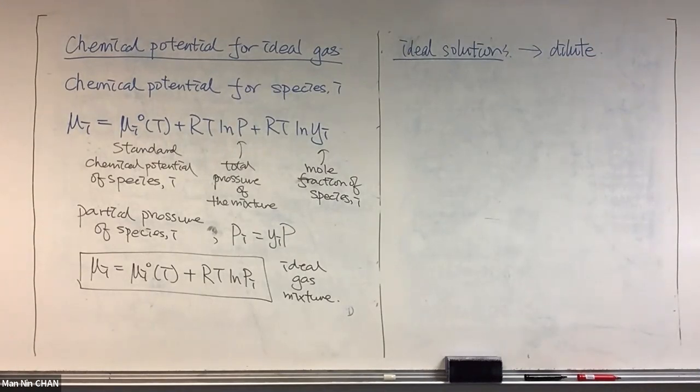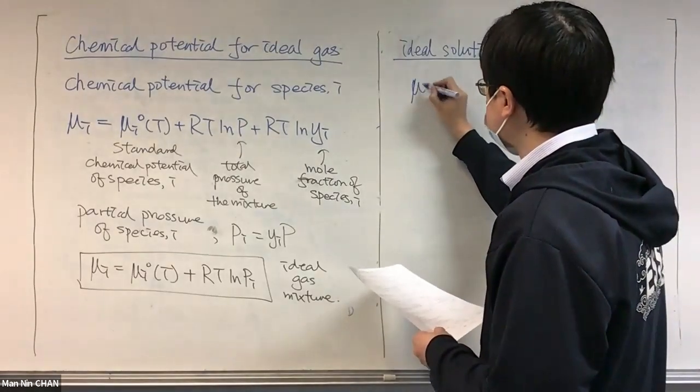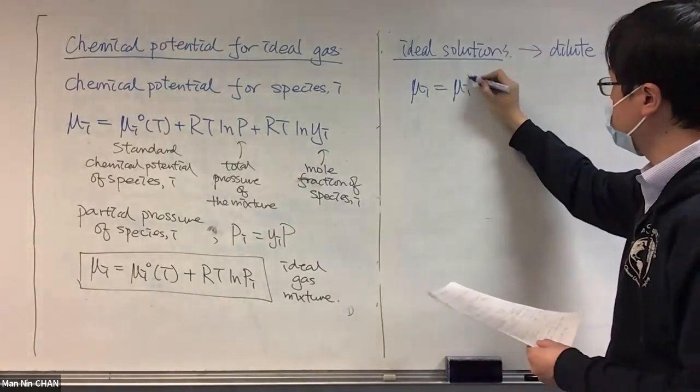Basically, one idea is that in the ideal solution, the chemical potential of all the components is more like a linear function of the mole fraction. So you can have a very similar equation.